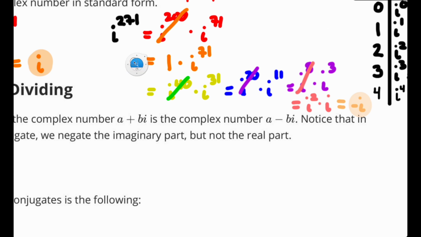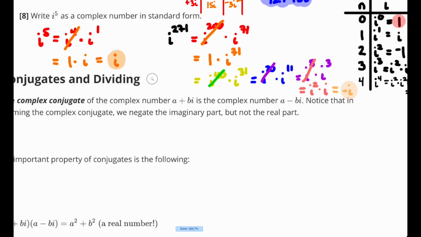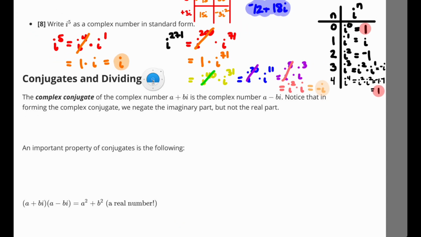There's going to be more problems in your homework to practice that, but I just kind of want to show you a few of those so it makes more sense. But the key is multiples of 4, multiples of 4, multiples of 4. Make sure you understand that.